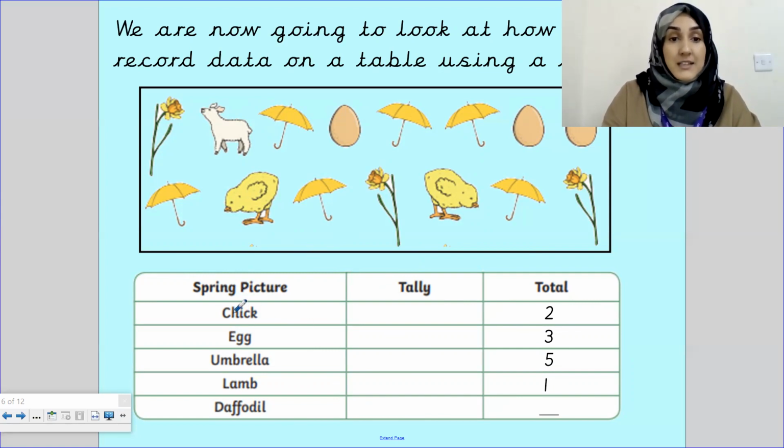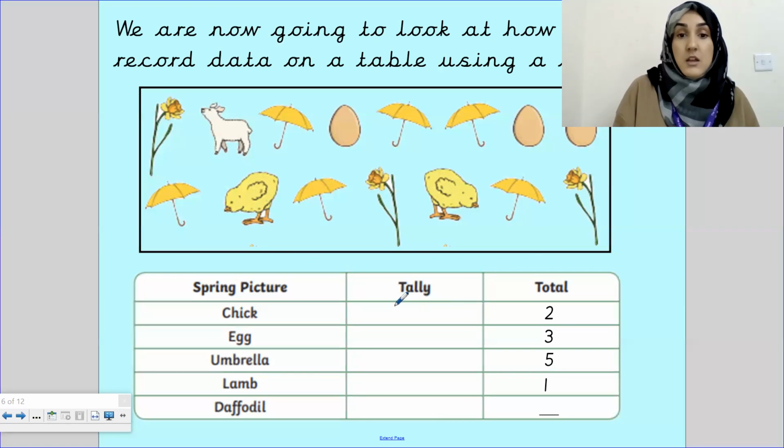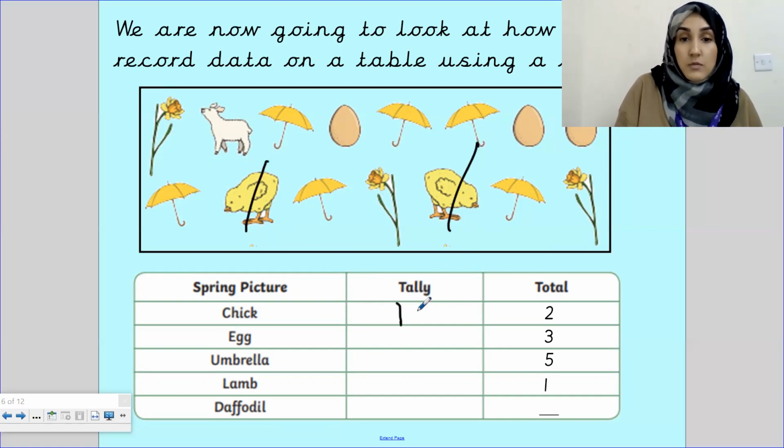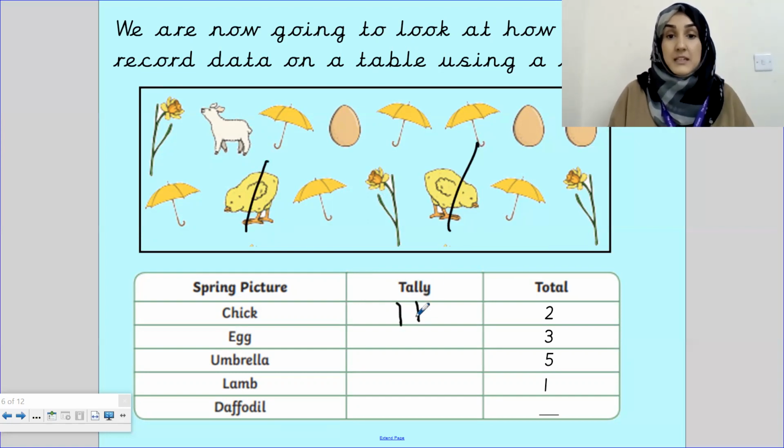Now, over here, it says chicks. There's 2, but the tally box is empty. So that means we need to together complete the tally mark. So I know that if I write 2, I'm going to say 1 for that one and 2. Fantastic, we've completed the tally mark. Now let's do it for eggs. Now it's given us the total here, 3, but just to double check, I'm going to count.